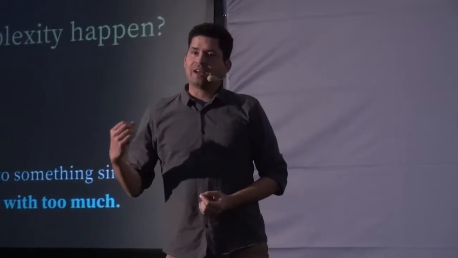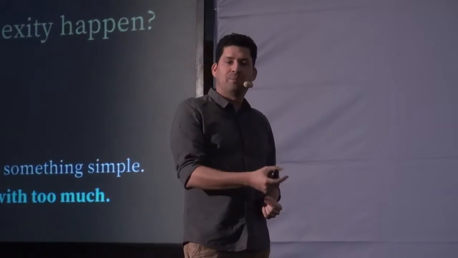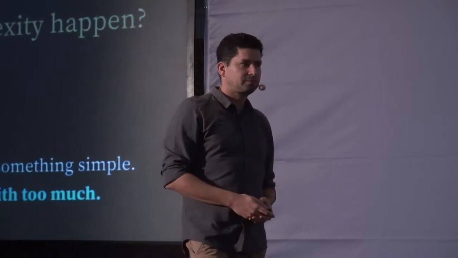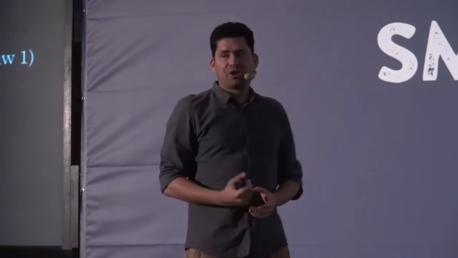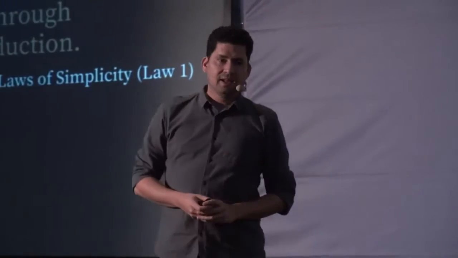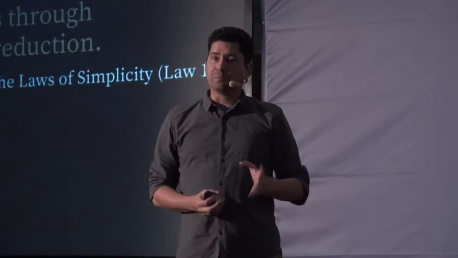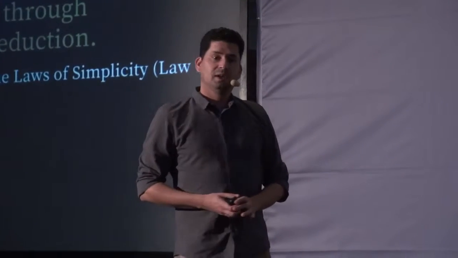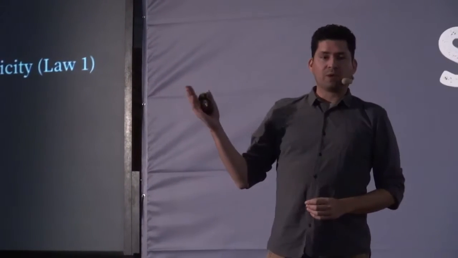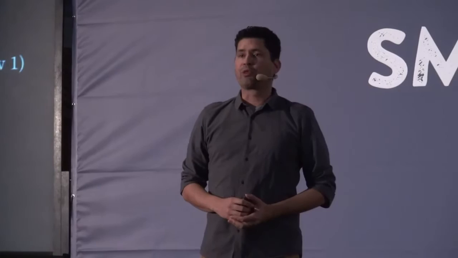So how does complexity happen? Sometimes it happens by adding to something simple, but most often it happens by starting with too much. John Maeda, a former president of the Rhode Island School of Design and author of The Laws of Simplicity, a great little book you can find online as well, said law number 1 is: the simplest way to achieve simplicity is through thoughtful reduction.